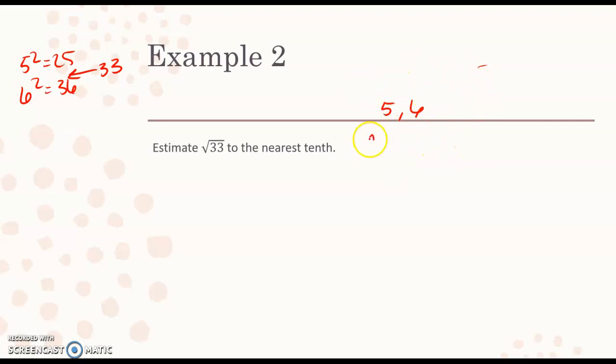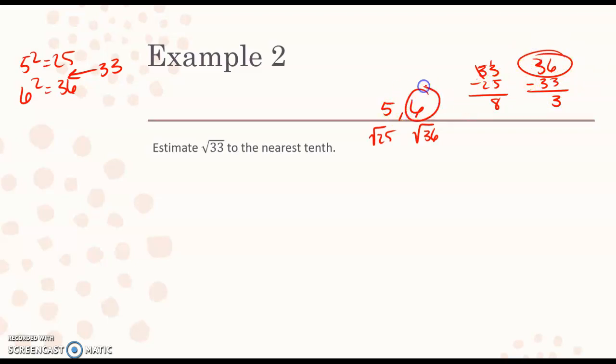So 5 was the square root of 25, and 6 is the square root of 36. So if you're like, well, I don't know looking at it, Mrs. Cartwright, how do I know which one I'm closer to? Do some subtraction. 33 minus 25 gives me 8. And 36 minus 33 gives me 3. And so I'm closer to the 36, which means I am closer to the 6.